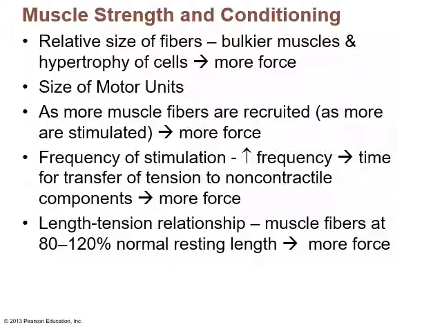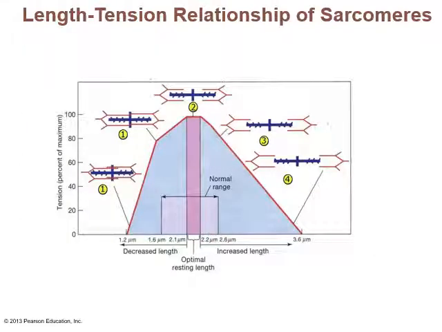And there's a length and tension relationship too. Muscles that are at 80% to 120% of normal resting length will generate more force. So this is looking at that length and tension relationship of the sarcomeres. Here you can see the sarcomere is at its optimum resting length. Here it's really contracted, and the fibers are overlapped. Here there's a big space in between the actin filaments, and here there's a really stretched or pulled muscle. But you can see you get your greatest degree of contraction where you do have some overlap, not an excessive amount, but some overlap between the myosin and actin filaments.